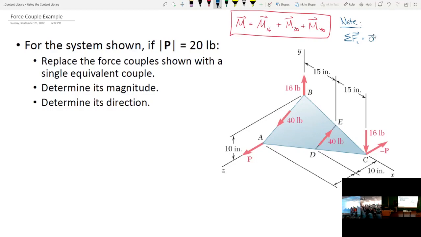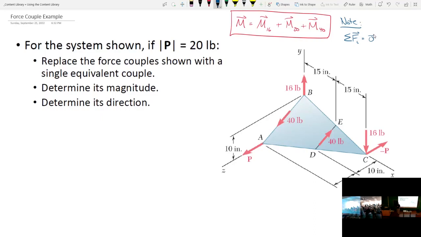Because if I have 16 pounds up, if I wanted to represent this 16 pounds as a vector, how would I represent it? It'd be 16j, wouldn't it? And this one is going to be negative 16j. So what's 16j plus negative 16j? 0, right? And if I keep doing that with all of the remaining forces, the same thing's going to happen. Even this pair of 40-pound vectors at this somewhat oblique angle, we're going to have the same scenario. So in the end, I want you to recognize that the sum of forces equals 0.